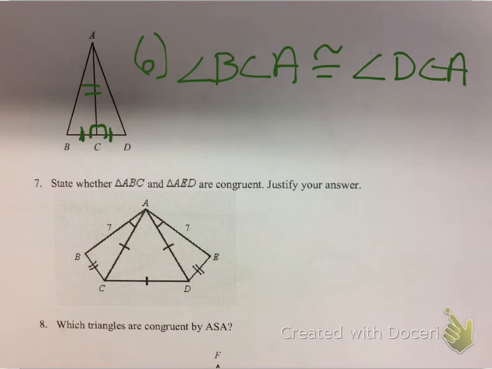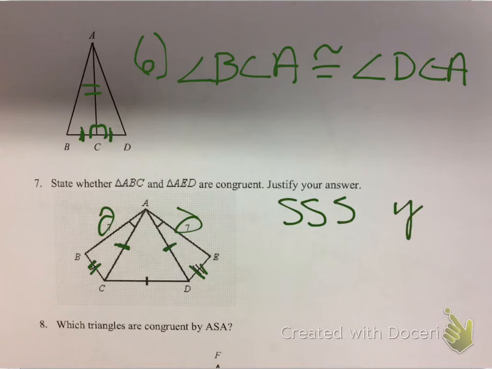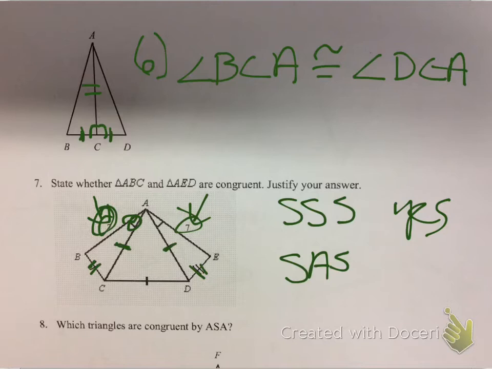State whether triangle ABC and triangle AED are congruent. Well, we've got a side, and we've got another side that they're telling us is 7, and then they're saying these are congruent. So we have 3 sides congruent. So by side, side, side, yes, we can say they are congruent. Could have gone with side, angle, side, because they are showing one angle and they are telling us that we have these 2 sides that are the same length.